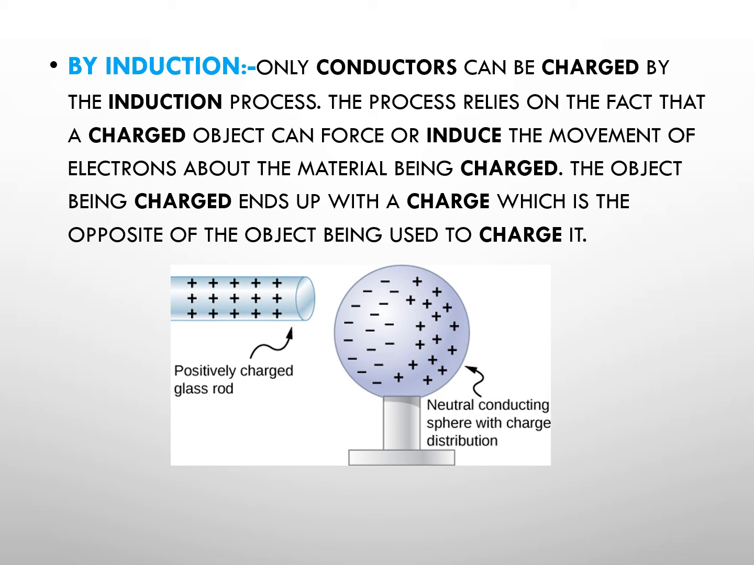So from the given diagram we can see that when a positively charged glass rod is brought near to a neutral conducting sphere, then the portion of the sphere which is near to the positively charged conductor acquires a negative charge, while the portion of the sphere which is away from the positively charged glass rod acquires a positive charge.